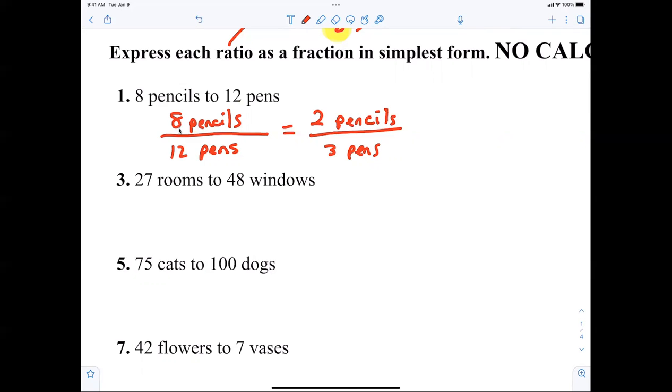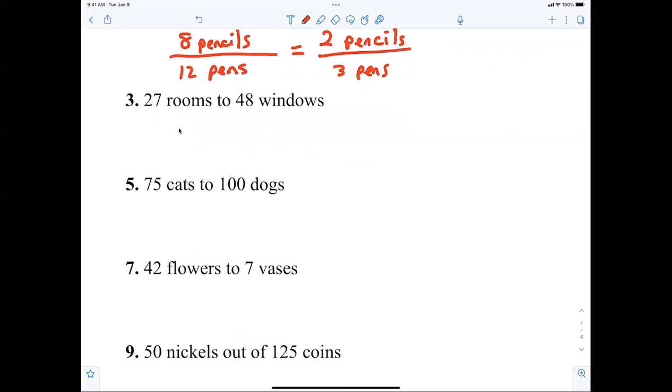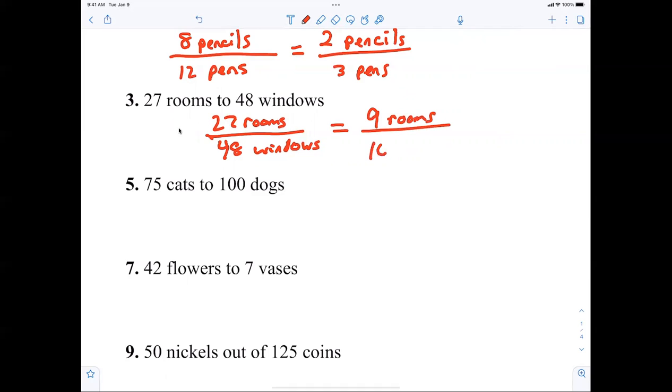All right, so let's just go down the page for now. 27 rooms. Now notice what I'm doing, guys. 48 what? I'm writing it out. Don't be lazy. All right, it's important to write it out, and you'll learn why later. Now I'm going to reduce. What goes into 27 and 48, somebody? 3. 3 does, thank you. 3 goes into 27 what? 9 rooms. And 3 goes into 48? 16, thank you, people.